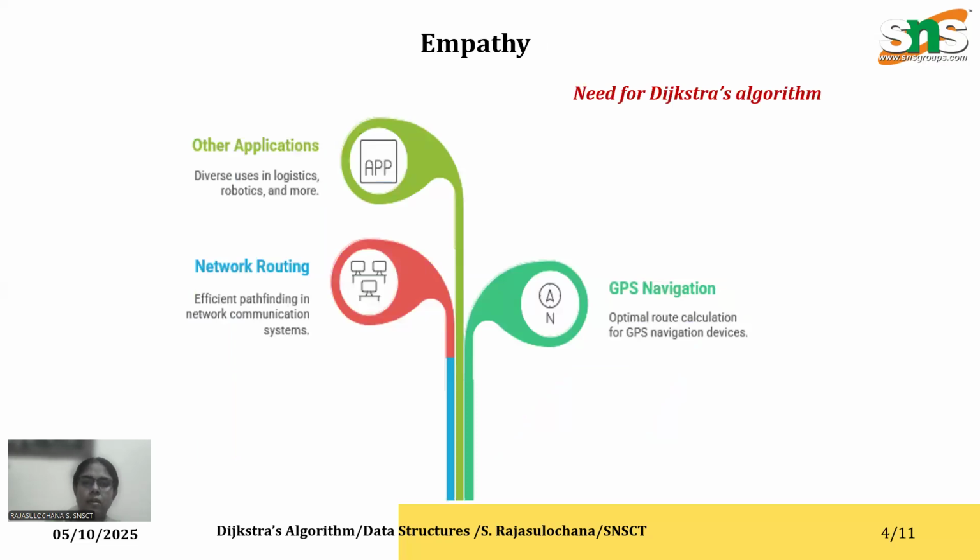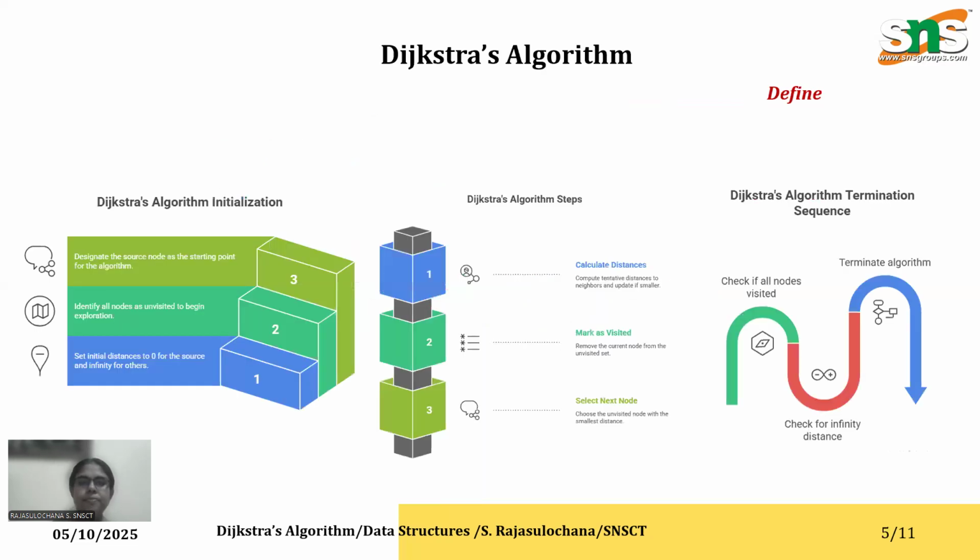The need for Dijkstra's algorithm is that it is mainly used for finding the shortest path. In network routing, it is used in finding the efficient path in a network communication system. In GPS navigation, it is used to calculate the optimal route for GPS navigation devices, and it is also used in logistics, robotics, and many other applications.